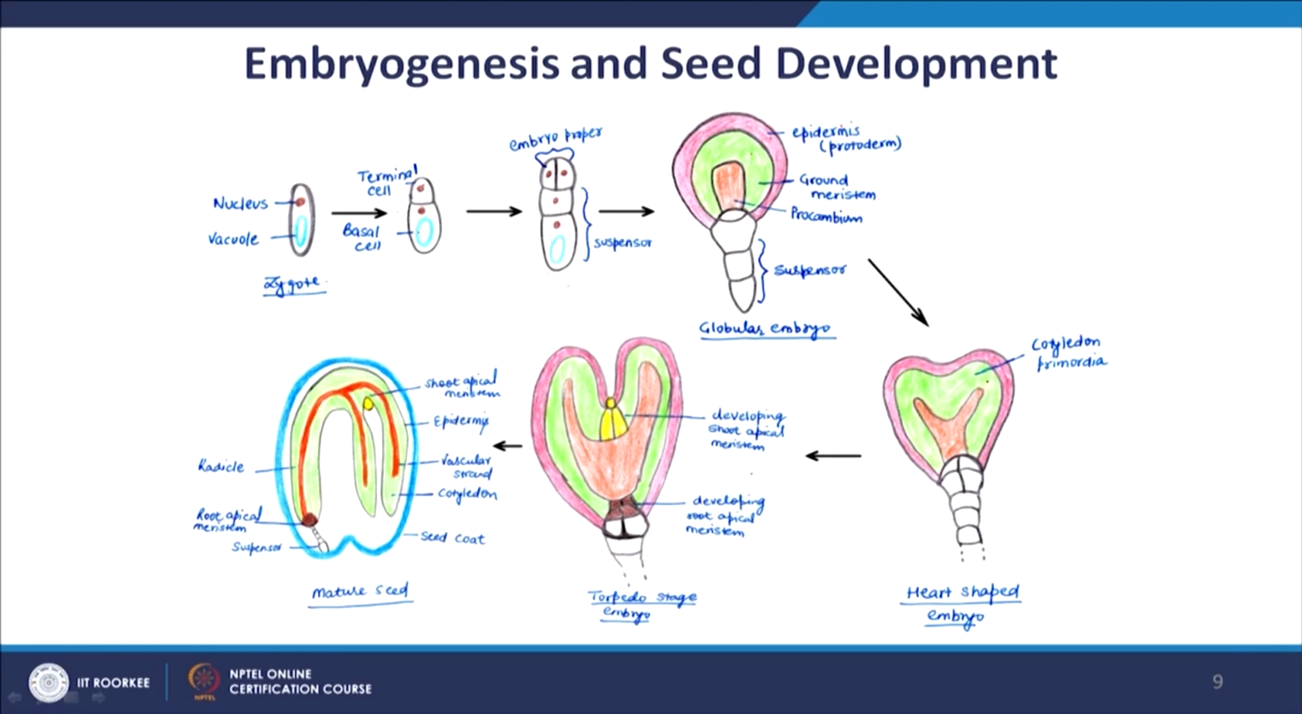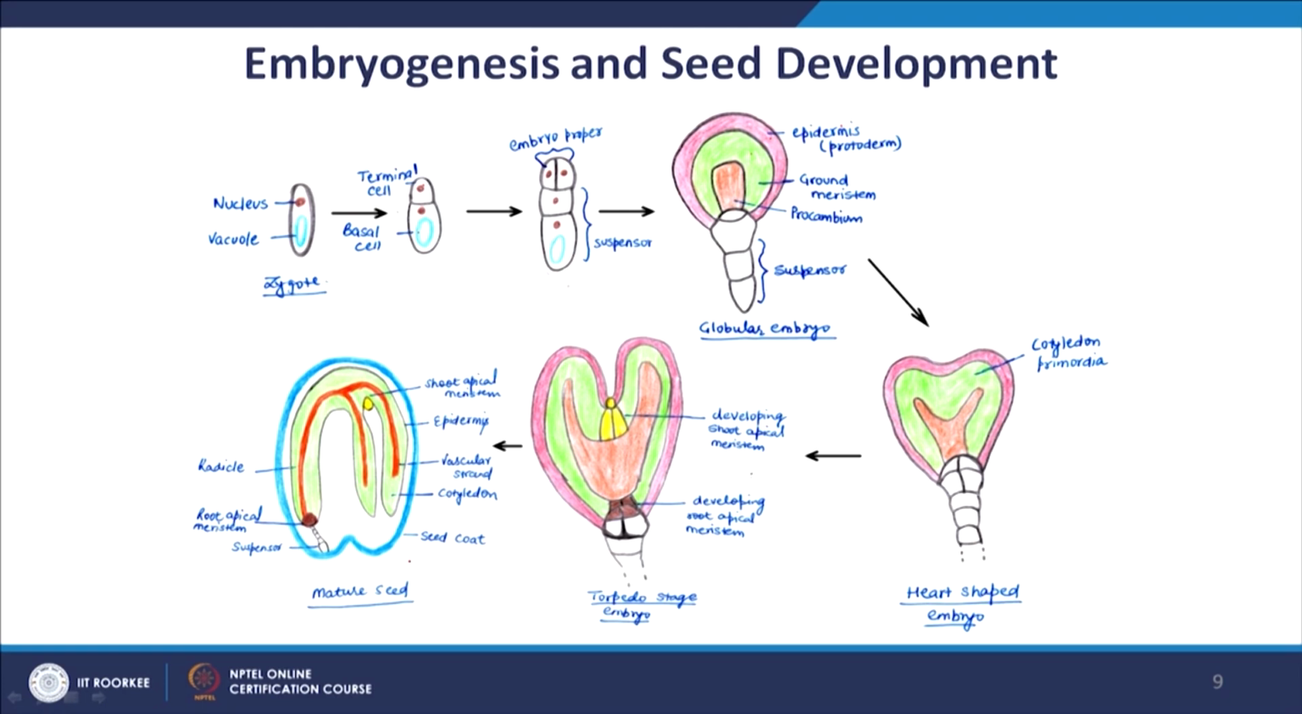Then cotyledon primordia initiate, and this changes the shape of the embryo. Now it becomes heart shaped, and further this heart shape gets converted into the torpedo stage embryo, and this is the stage around which the shoot apical meristem and root apical meristem are positioned. Shoot apical meristems are positioned at the apical site and root apical meristems are positioned at the basal site.